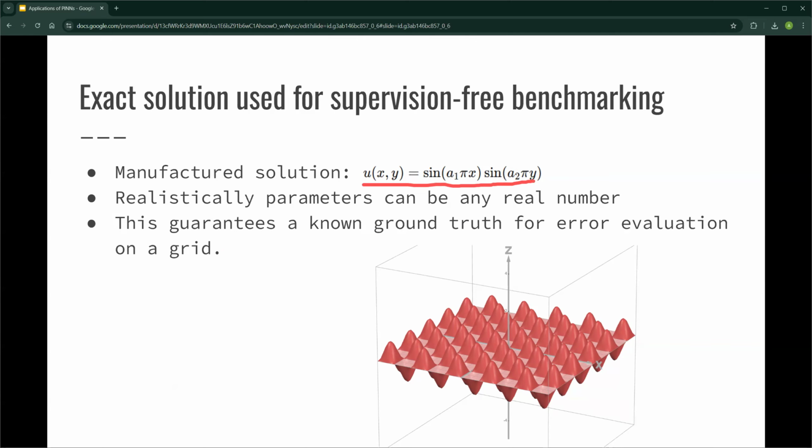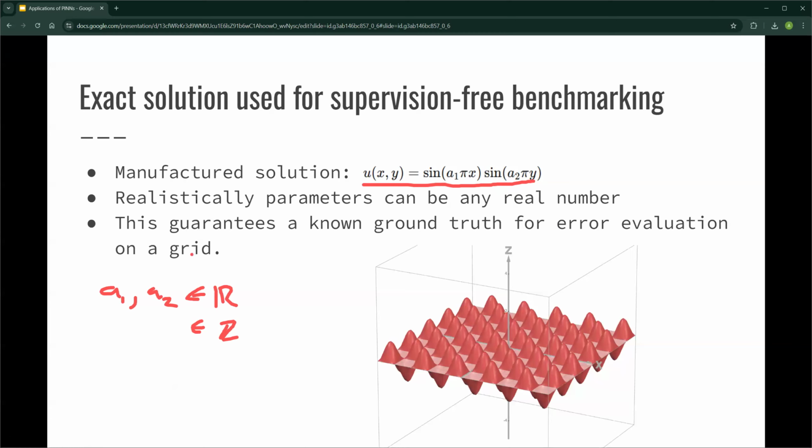We essentially prescribe this exact analytical solution. In reality, you have numbers like a1 and a2, and in the real world they can be any real numbers. But when we train our PINN, we'll have them as integers, which will be very easy to compute in the code.